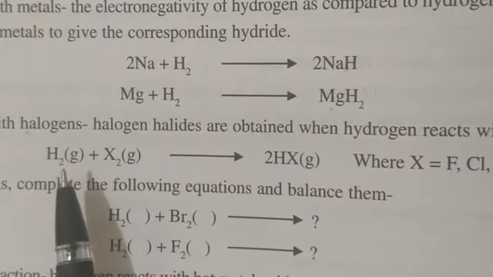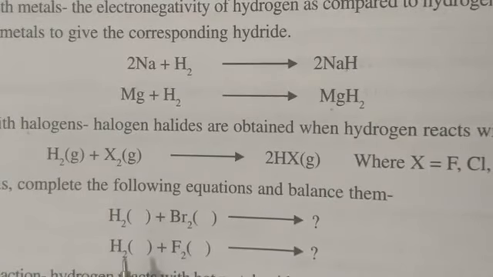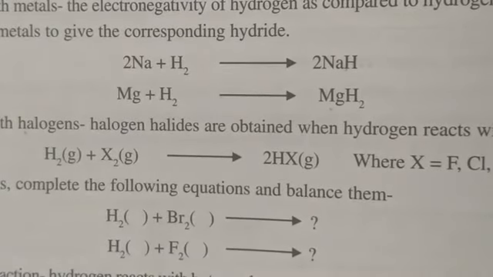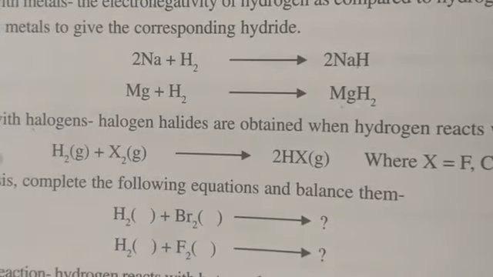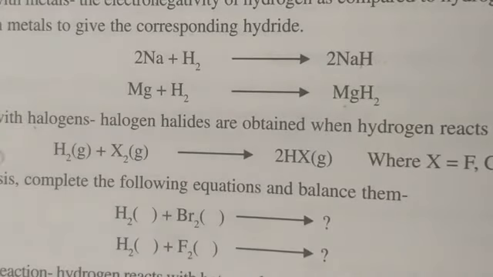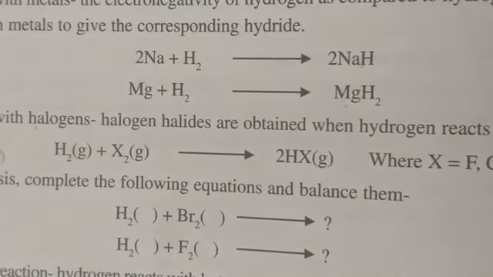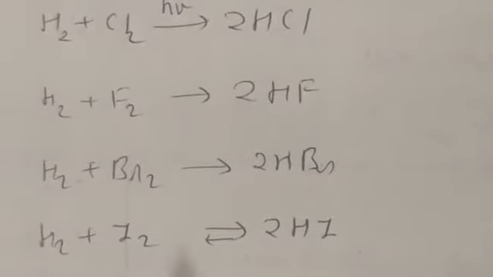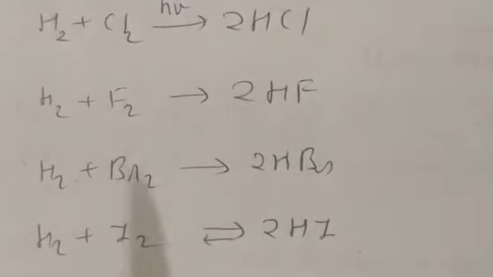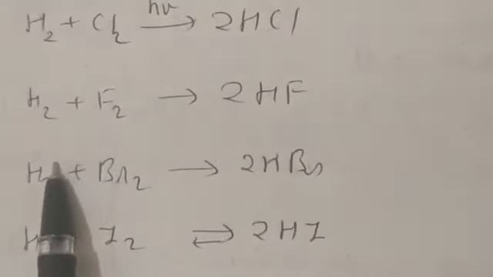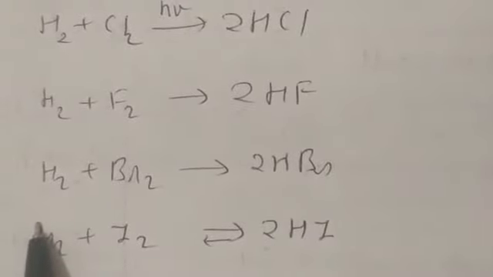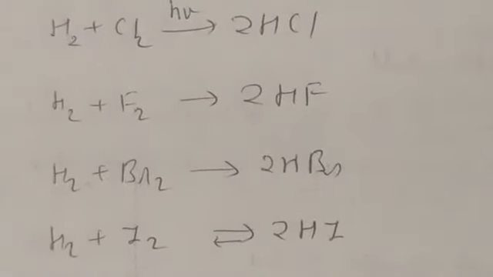And when we treat it with halogens like Cl2, Br2, F2, what will form? Definitely H2 plus Cl2 will be HCl, H2 plus Br2 will be HBr. But how many moles? 2 moles. So how will the reaction take place? Just see here. When we go with halogens, H2 plus Cl2 in sunlight forms 2HCl, H2 plus F2 react and form 2HF, H2 plus Br2 forms 2HBr, and H2 plus I2 is a reversible reaction and forms 2HI.